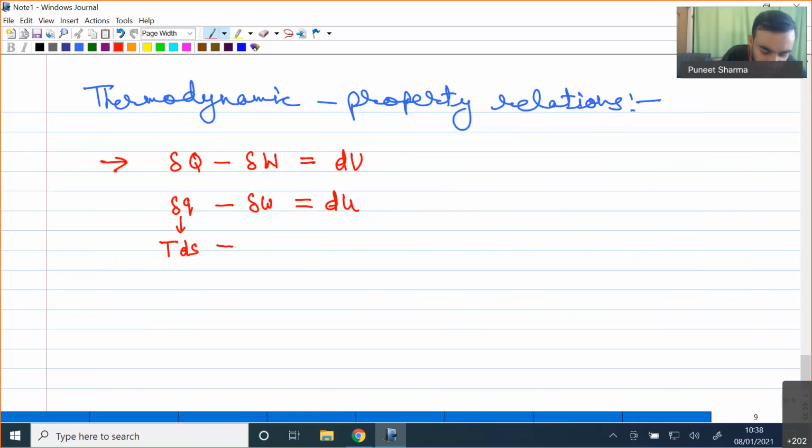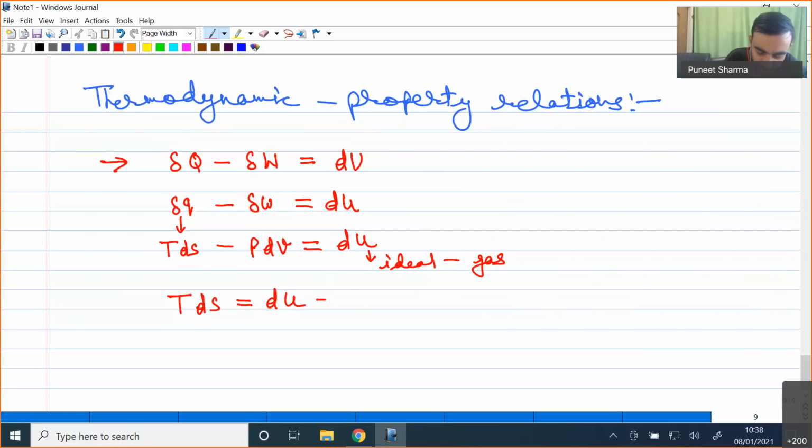And for work done, we already know that in a closed system we have displacement work. We define displacement work as P times dV, and this will be equal to dU. Now, apart from this, one more thing I can do. If the substance I am considering is an ideal gas, then I can write TdS equal to, let me first write, dU plus PdV.